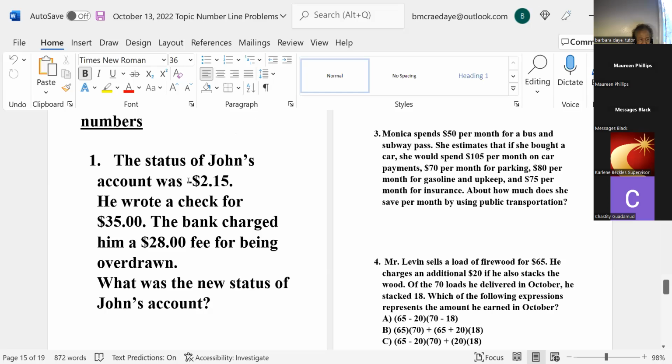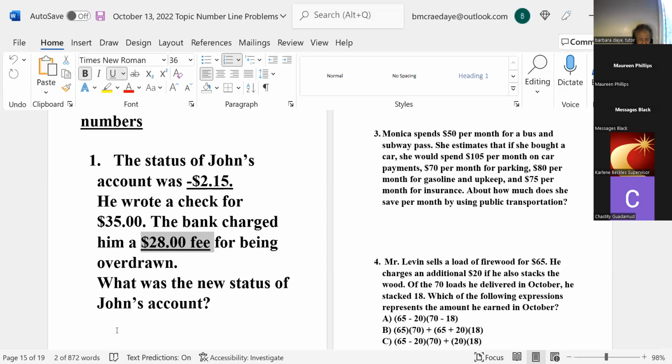If you would charge each $28, right? We can call this like an opening balance, right? This is minus 2.15, right? He has a $28 fee for being overdrawn, right? So what would be the new status? How would we find the new status of his account? You have to subtract. Subtract what? 28.